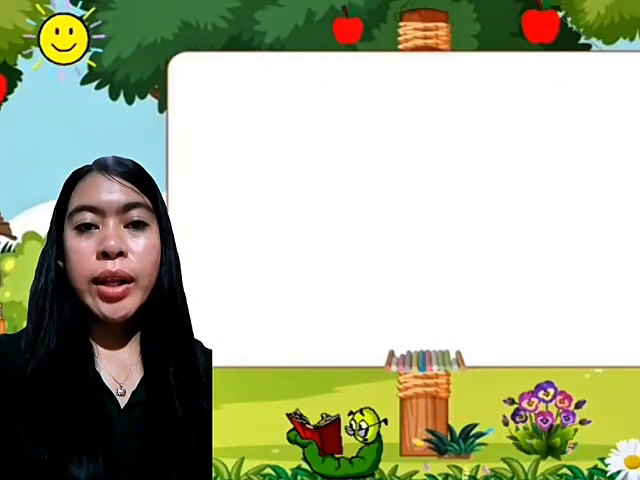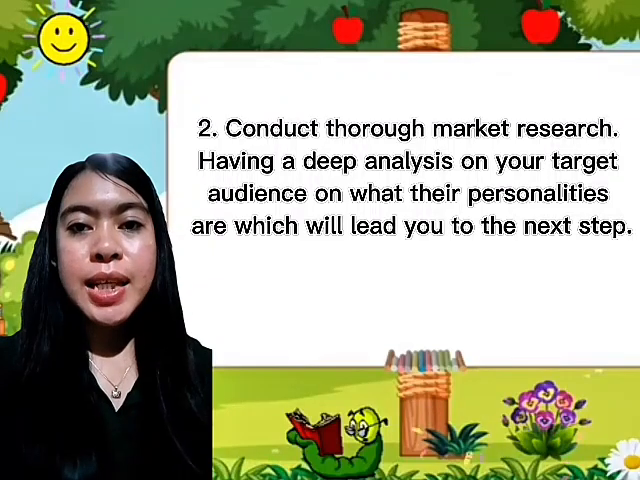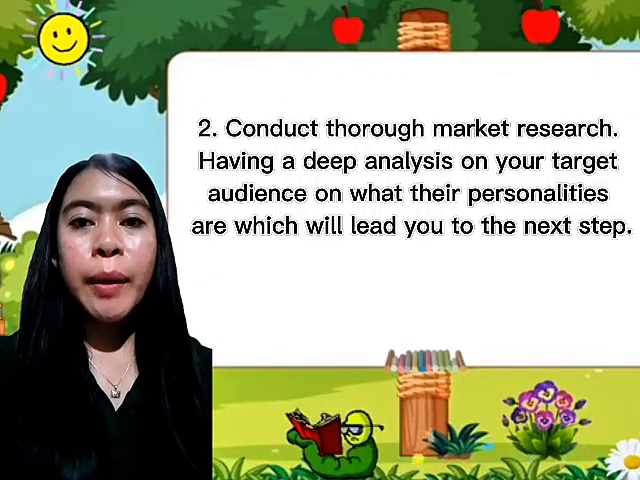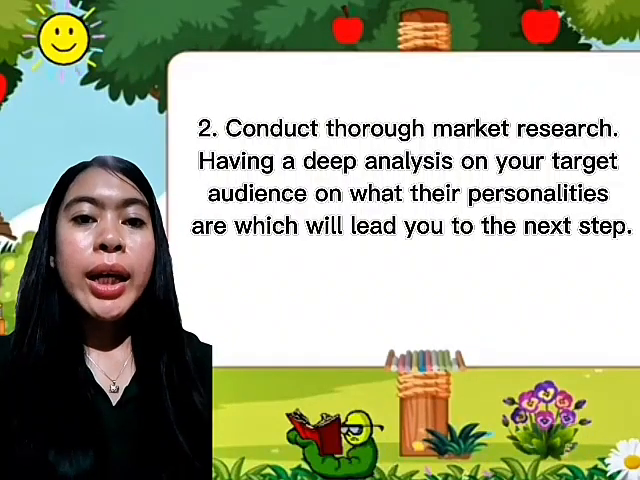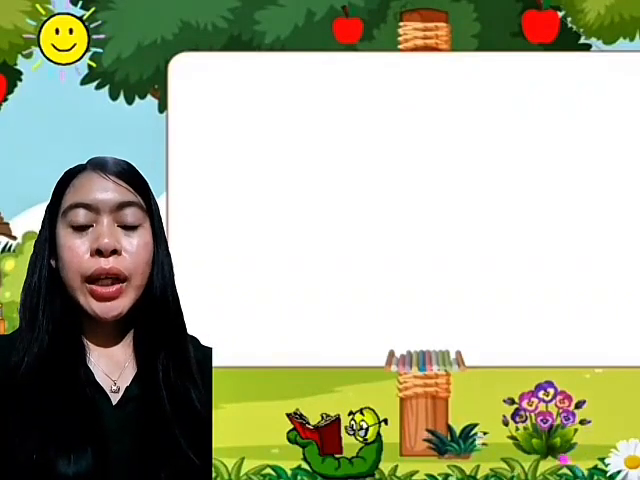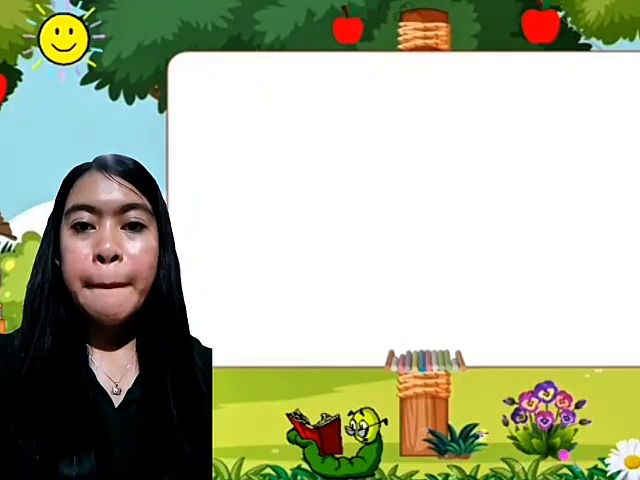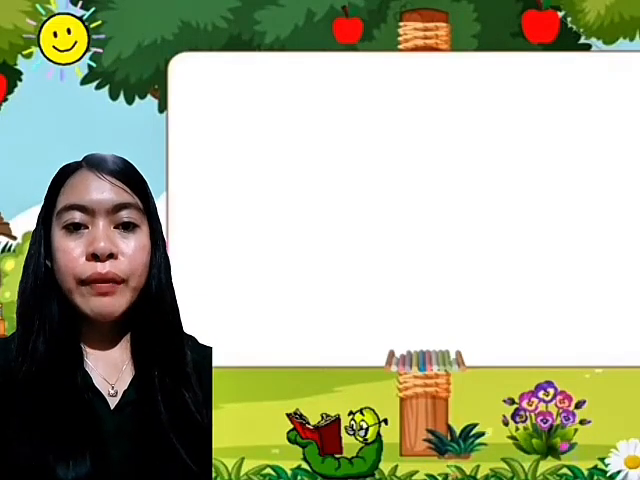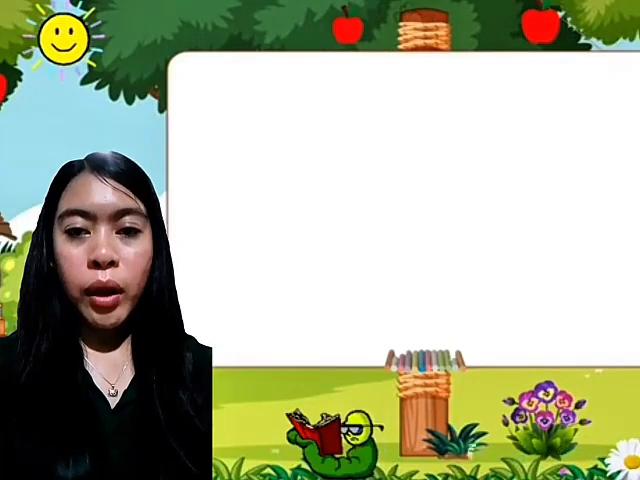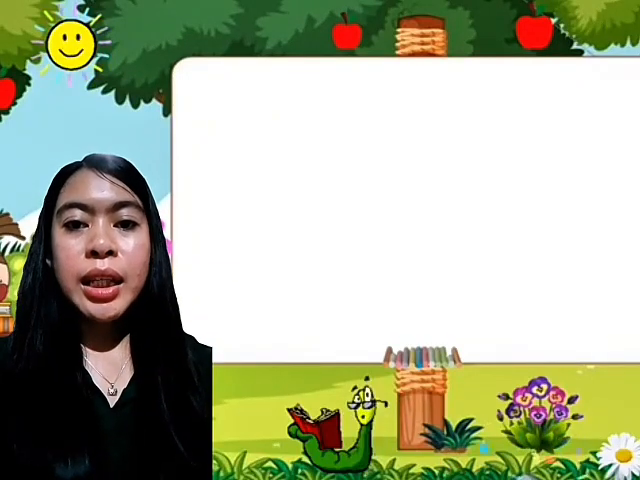So the second one is the product through market research. Having a deep analysis of your target audience and their personalities will lead you to the next step. So here you will study your target audience carefully. You will find out their needs, preferences, behavior, and personalities. Good research will help you understand what people want so you can design a brand identity that truly connects with them.